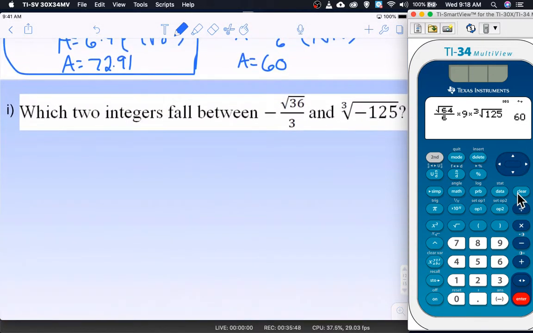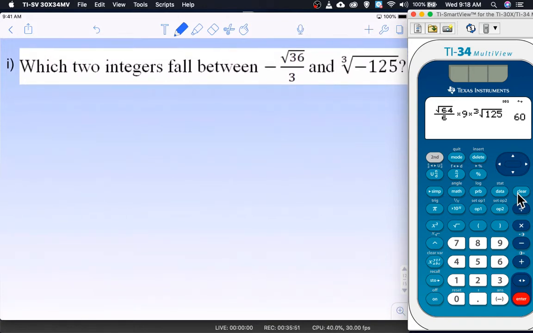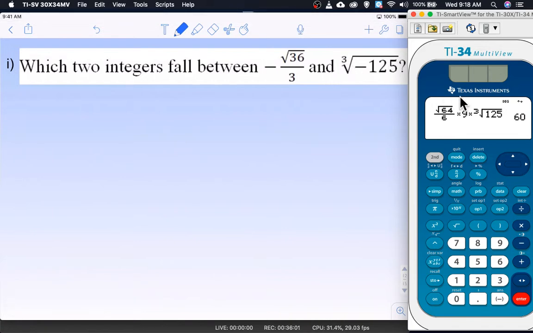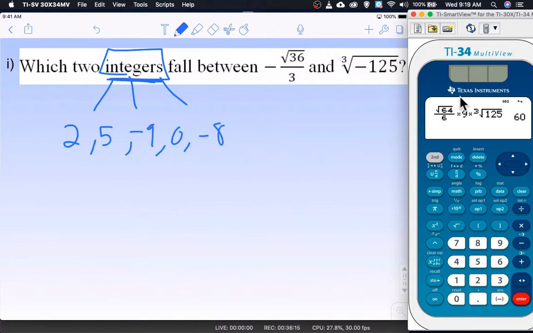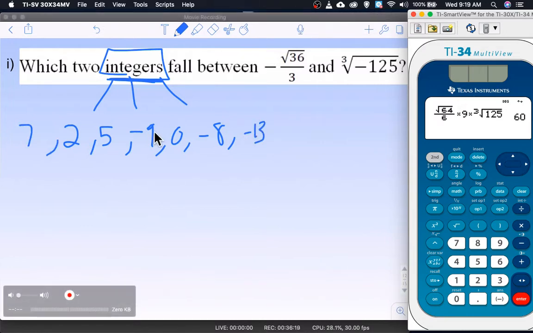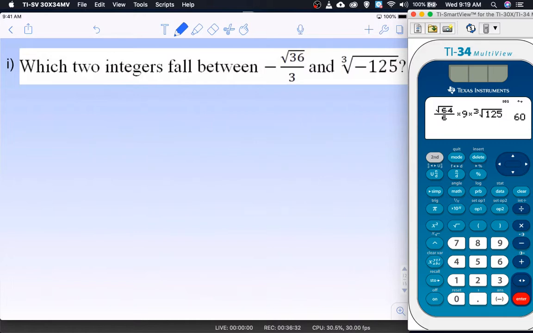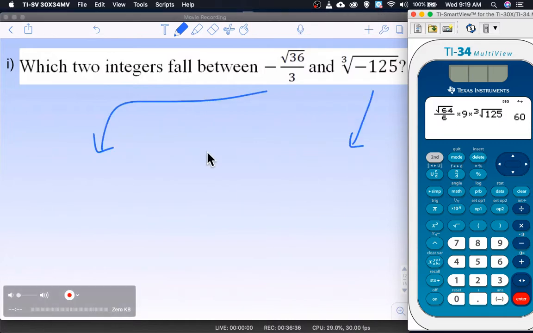All right, letter I. Which two integers fall between negative square root of 36 over 3 and the cube root of negative 125? Vocabulary word. Integers are numbers like 2, 5, negative 9, 0, negative 8, negative 13, 7. They are no decimals or fractions. They're whole numbers, but they're allowed to be positive and negative. Okay, so I'm looking for positive and negative whole numbers that are between these two numbers. So I should probably figure out what these numbers are first, and then I can come up with the two integers between them.